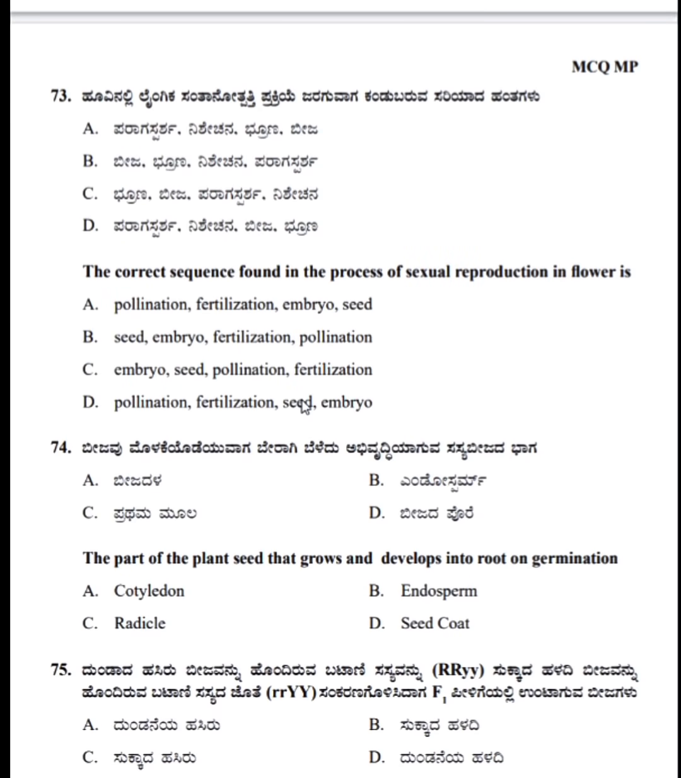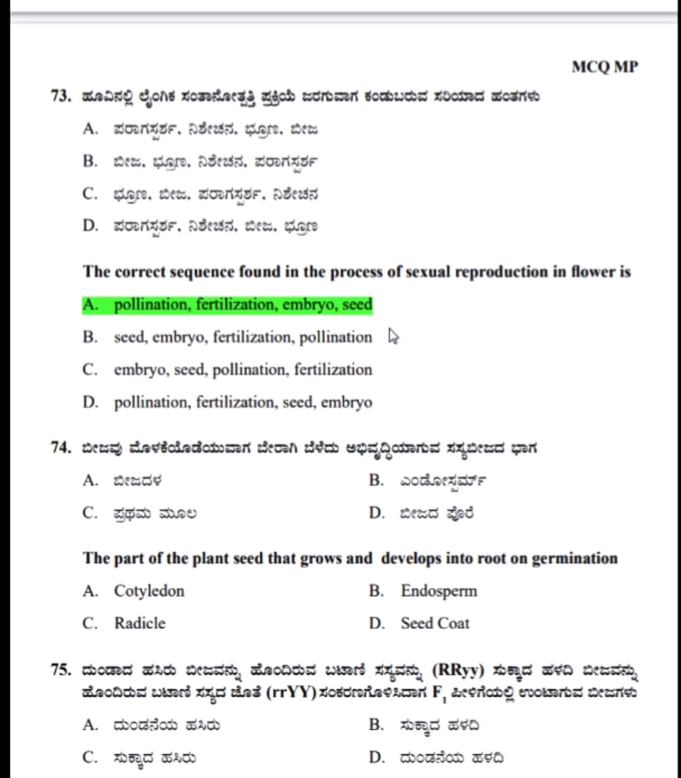Next question. The correct sequence found in the process of sexual reproduction in flower is, first step is pollination, next is fertilization, next is formation of embryo, next it is seed. Therefore, the correct answer is option A, pollination, then fertilization, then embryo, then seed.